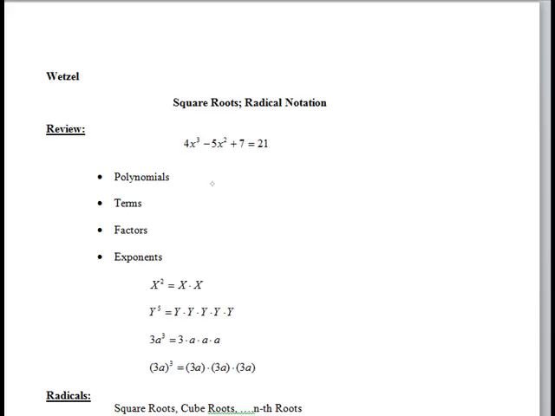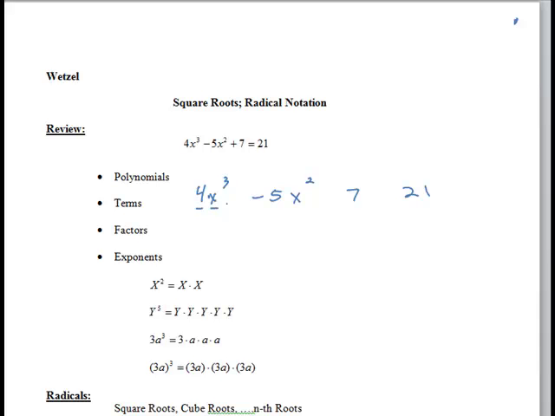For instance, in this example, 4x cubed is a term, negative 5x squared is a term, 7 is a term, and 21 is a term. Terms are separated by addition or subtraction or an equal sign, like I said, if you will. And they're made up of factors, which are separated by multiplication and division. So 4x cubed, two things being multiplied, is made up of two factors.